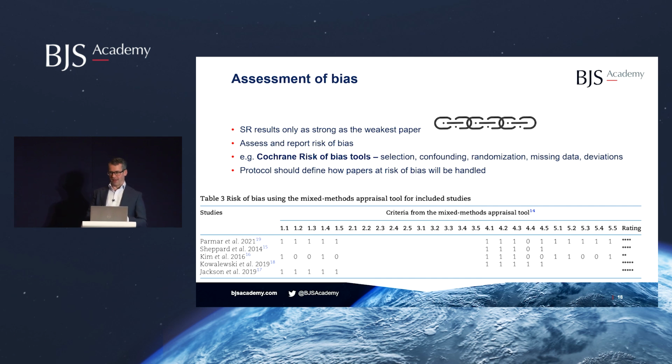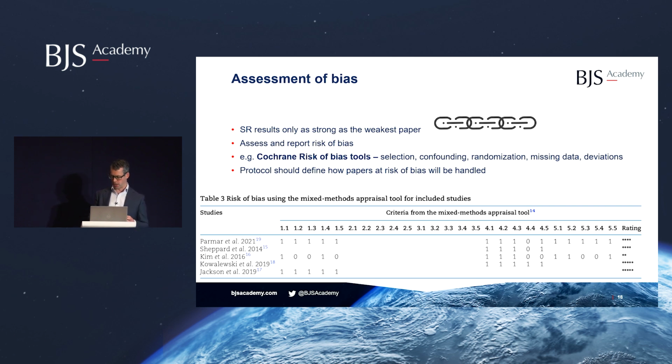As we've said, the results are always only as strong as the weakest paper, the weakest link. So it's very important that we assess and we report the risk of bias in the papers that you're looking at. And there are, again, multiple tools. I keep going back to Cochrane. Cochrane has an excellent website. It's got a handbook on how to do a systematic review that I'd highly recommend looking at. And they've got multiple tools for risk of bias.